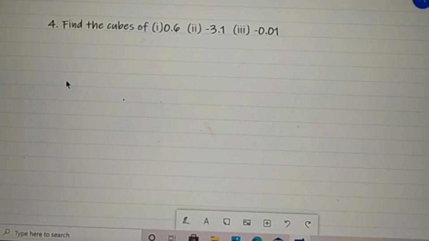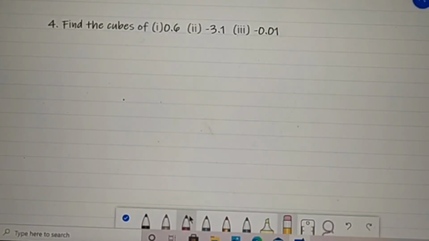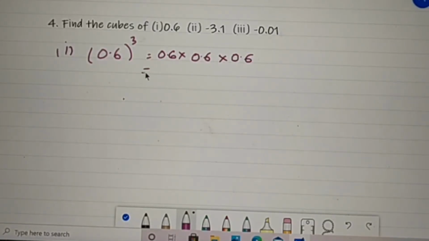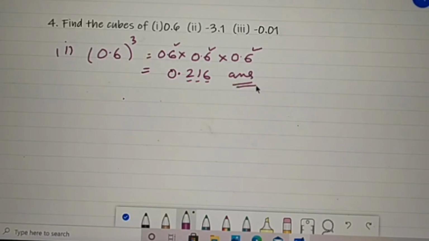Now we have the fourth question. We have to find cubes. This is very easy. We have done it before. One number is 0.6. So we find its cube. Cube means power 3, means 0.6 into 0.6 into 0.6. We know the cube of 6 is 216, and here we have 3 digits in the decimal part. So we count 3 digits and put the dot. So 0.216. This is the answer of one number.